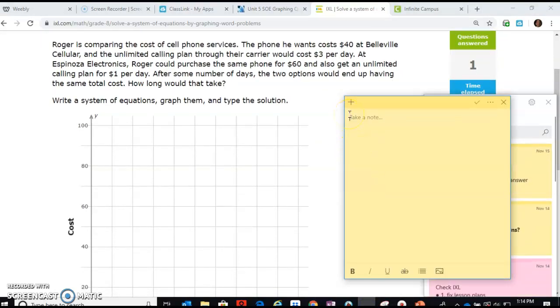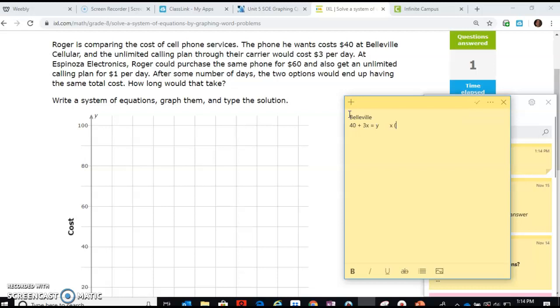All right. New paper. So Roger's comparing the cost of cell phone services. The phone he wants costs, all right, so we have Belleville. So I'm just doing a quick scan. At Belleville, the phone costs $40 and the unlimited calling plan is $3 per day. So if I did that, I could figure out how much total money he spent.